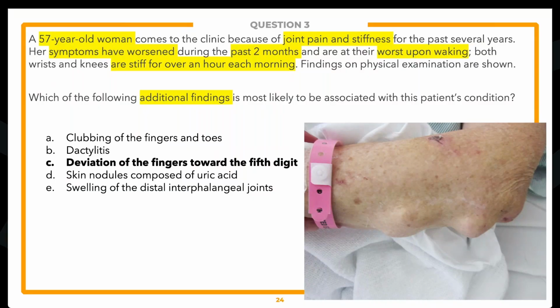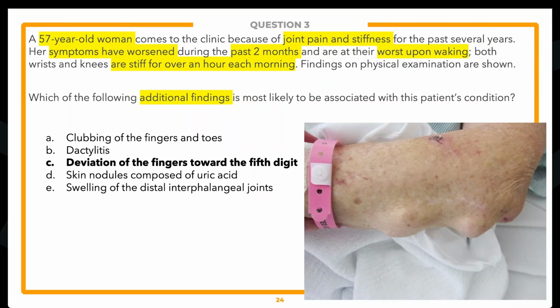Okay, what about D, skin nodules composed of uric acid? Well, that's straightforward, right? Uric acid, you want to think gout, right? That's gout, uric acid crystals building up in soft tissues and joints, and that can cause chronic gout, and that can cause pain.